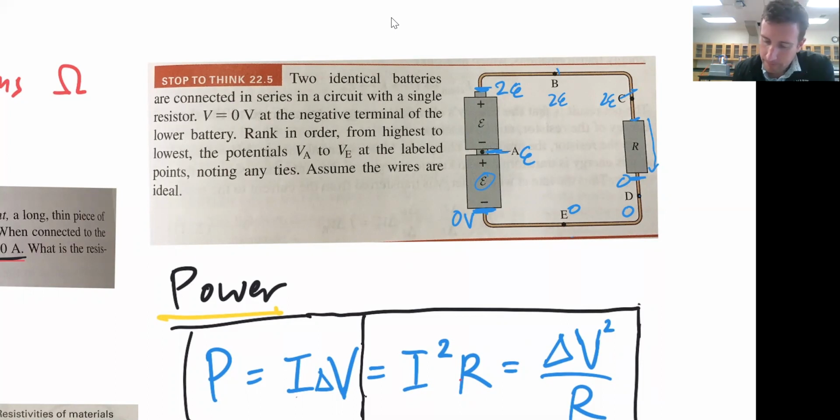Let's rank them. So from highest to lowest, highest would be my 2E's, that's B and C. So VB is equal to VC, and those are the big guys. So those are bigger than the next one, A, that has a value of a single E, and that is bigger than 0, which is D and E. V sub D equals V sub E. All right, so there is my ranking in order.